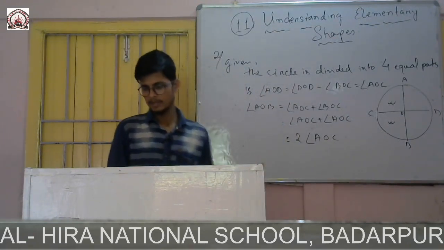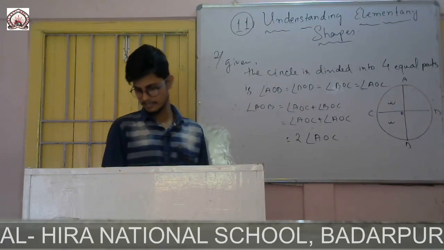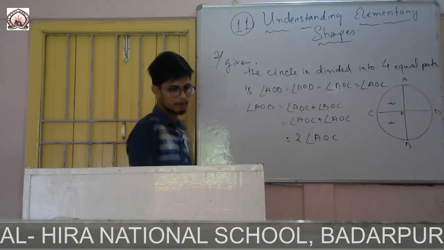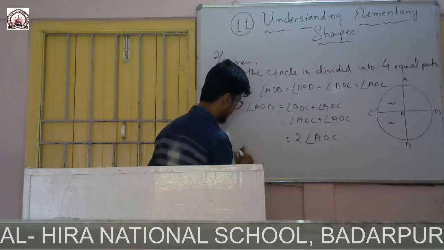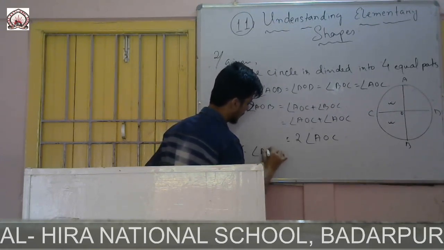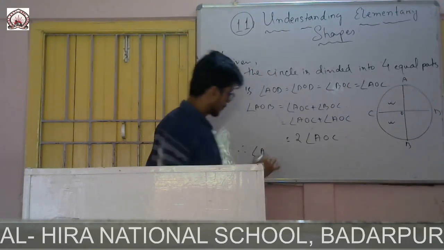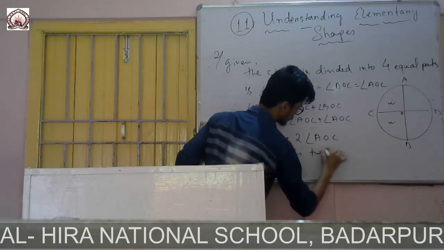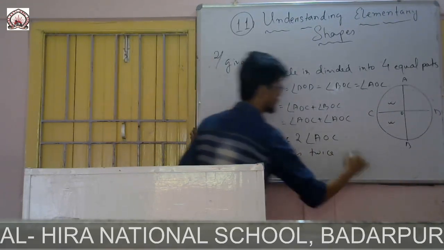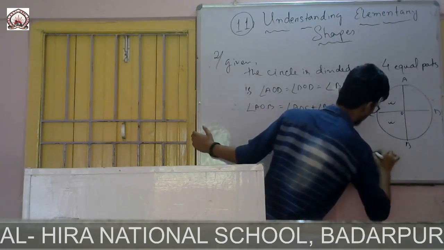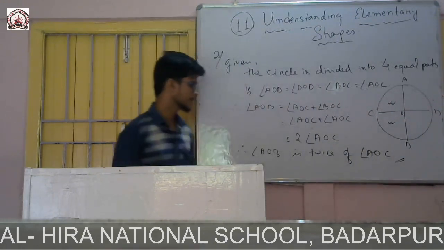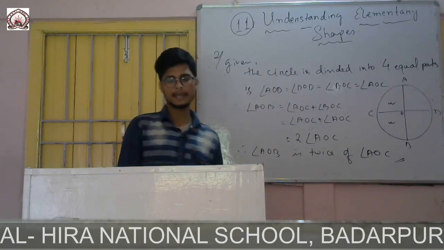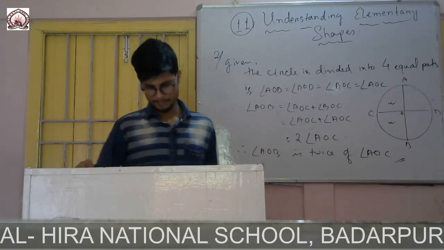So the question is, how many times is the angle AOB of angle AOC? So I can write, therefore, angle AOB is twice, you see there it is 2, twice of angle AOC. AOB is twice of angle AOC.